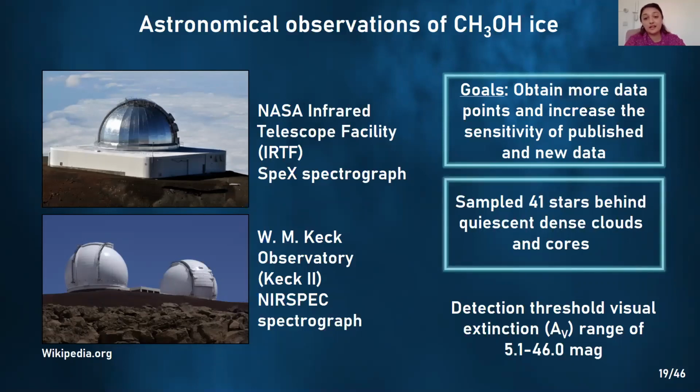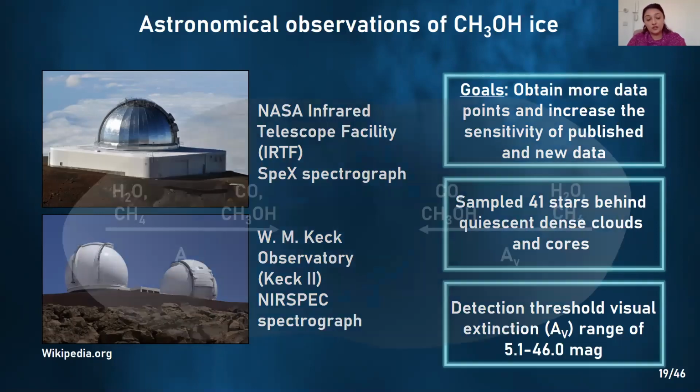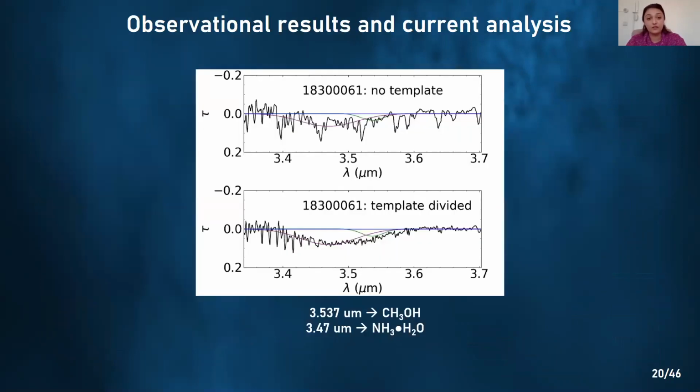41 stars behind dense clouds and cores were sampled, and a range of visual extinctions was probed. The visual extinction can be regarded as the cloud depth. Methane and water are formed at low visual extinctions at the edge of the cloud, and methanol is currently constrained to be initially formed deeper into the cloud at high AV. My hypothesis is that methanol should also be formed when methane is formed, so it should be formed earlier than we expected.